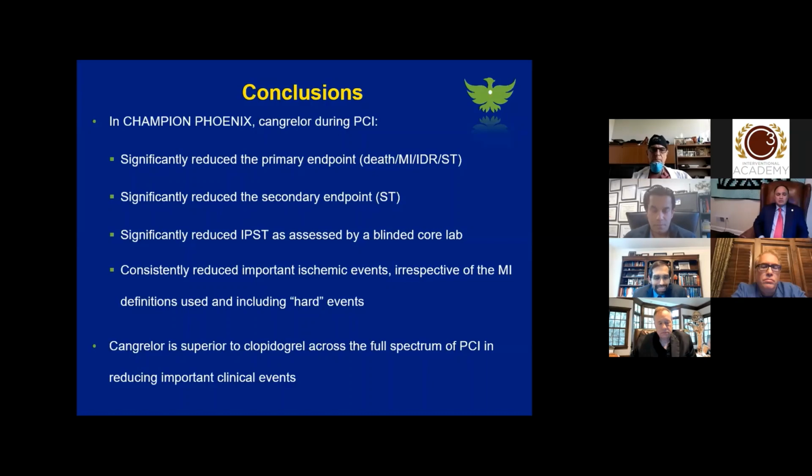Kangol was shown to consistently reduce important ischemic events, irrespective of the MI definitions that were used, and including hard events, data I alluded to but didn't actually show. So Kangol really is superior to clopidogrel across the full spectrum of PCI in reducing important clinical events. And there's really nothing about Tyka or prasugrel in this situation that would change the fundamentals shown here.